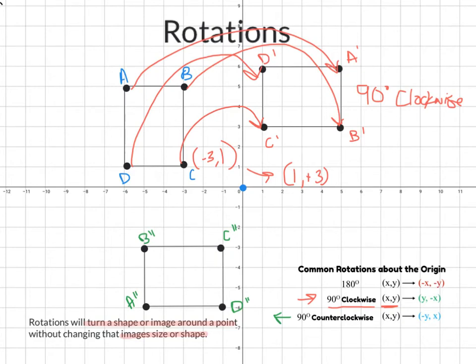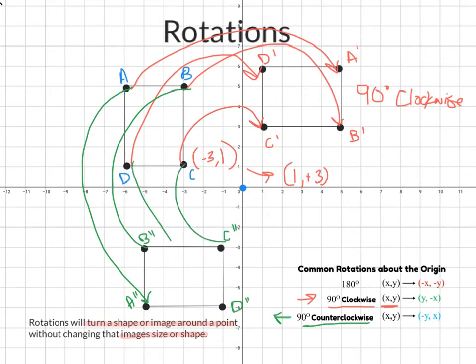Okay, now let me erase some of those lines to clean it up a little bit. We'll leave it, I guess. Now let's take a look at how we get from our original, I'll just change colors here, from the original A, B, C, D to A double prime, B double prime, C double prime, D double prime. And you see this time we're going to the left, counterclockwise, right? From A to A double prime, B to B double prime, C to C double prime, D to D double prime. Right, we're going that left direction.